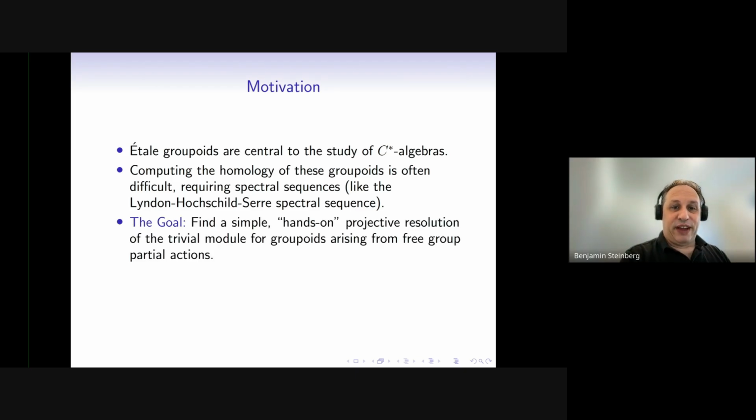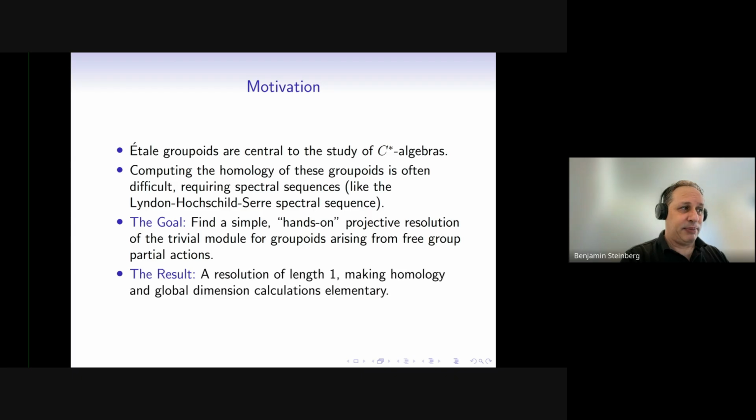So my goal here was to find, for at least a class of nice groupoids, a projective resolution of the trivial module that you can really write down. If you go to a little more generality, I think you can make everything work as a flat resolution, but I focused on projective because of one of the applications. What I'm going to get for these partial actions of free groups is a resolution of length 1, so a very short resolution. That makes the homology very easy to compute because the resolution is short and explicit. I also use it to compute the global dimension of the groupoid algebra over a field.